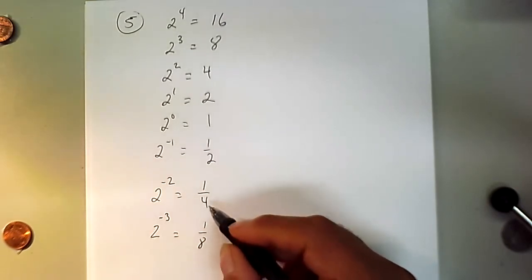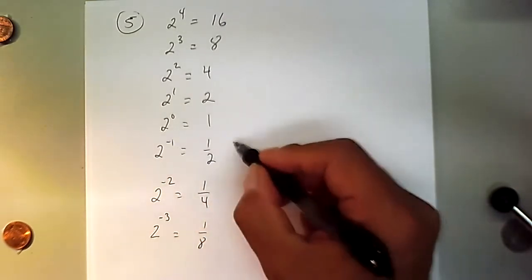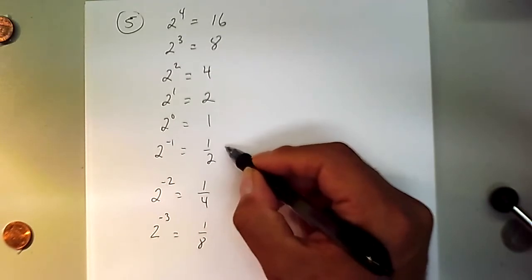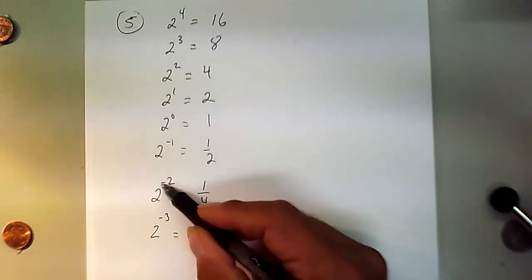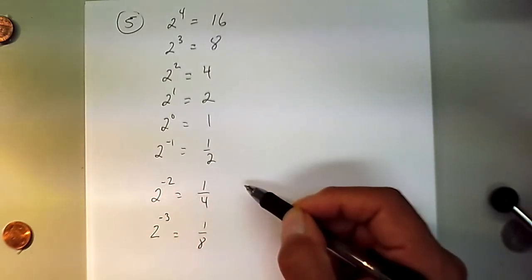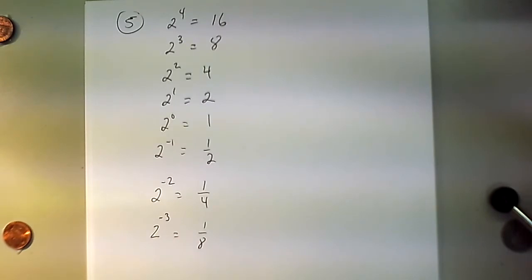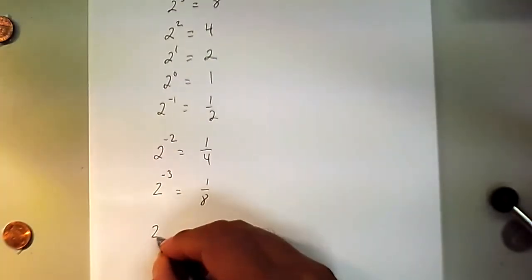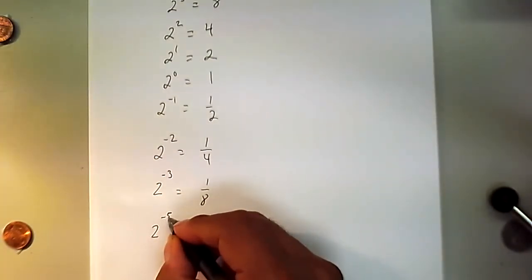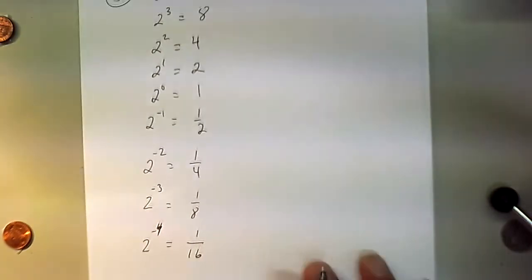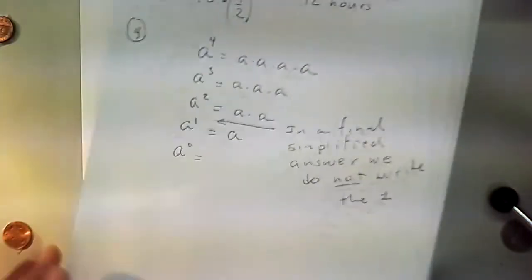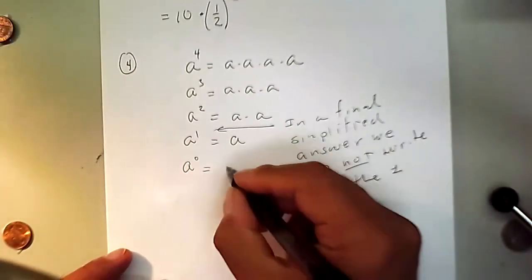So when we have a negative number, we're really working with the reciprocal of the output we would have had otherwise. So 2 squared is 4, but because we have a negative, we're doing the reciprocal of that. And that rule always applies. Whenever we have a negative exponent, we're really doing the reciprocal. So 2 to the negative 4 is going to be 1 over 16, and so forth.